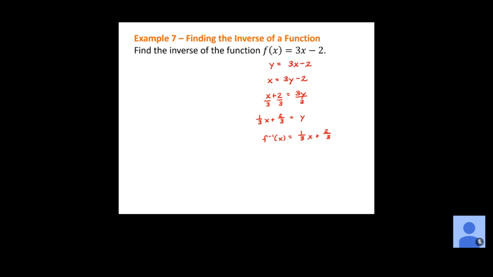Okay. So start with a y equals equation, right? Change your f of x to a y, switch the x and y values, and then resolve that equation for y, and whatever you get is going to be your inverse function now. Any questions on that one?